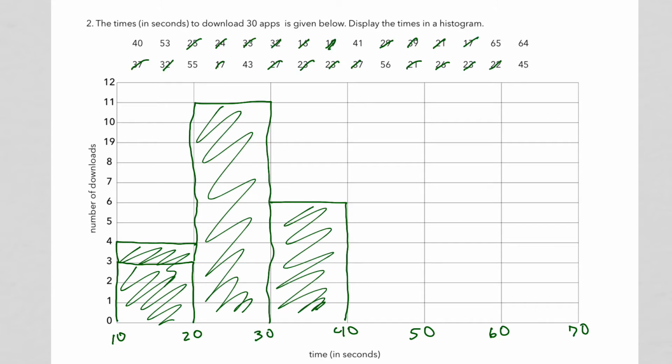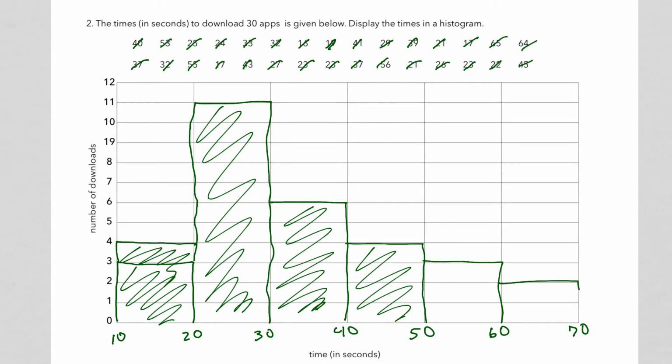Now from 40 to 50, I have 1, 2, 3, 4. So for this one, we go up to 4. From 50 to 60, 1, 2, 3. And from 60 to 70, we have 2 pieces of data. So I'm not going to go into the analysis of this histogram right now. I just wanted to show you how to do one, remind you how to do one.